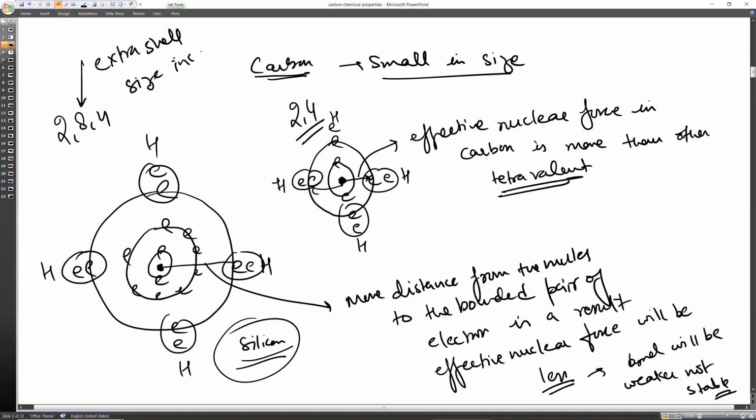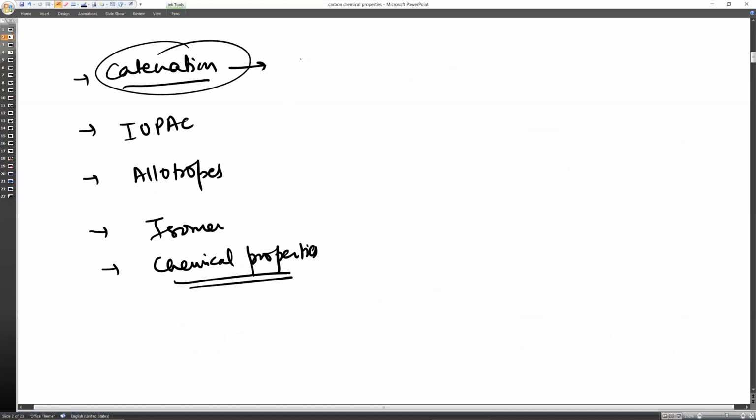Size increases, and the effective nuclear force will be less. If the effective nuclear force is less, there will be a weaker bond, and if a weaker bond is there, then there will be no stability. So this is the catenation property, that is the self-linking property. Because of small size, tetravalency and covalent bond, carbon shows the self-linking property.